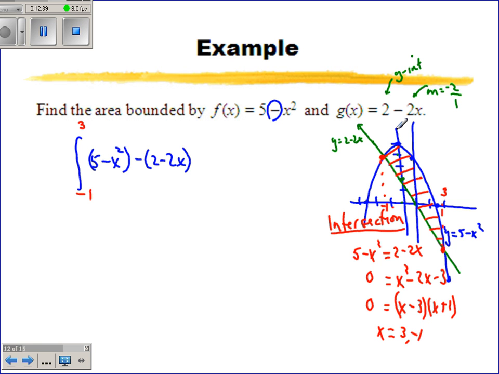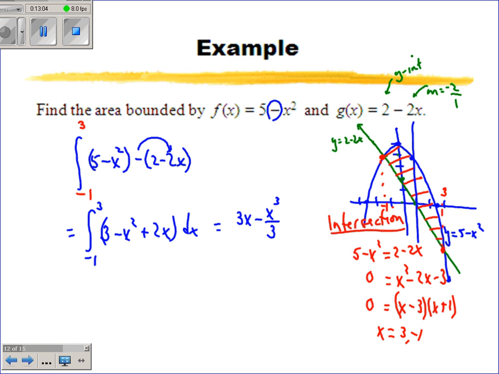Okay, simplifying the expression here, we have the 5 first. We're going to end up subtracting the 2 from it, so we're going to have a 3 minus the x squared, and then we're going to have a plus 2x when we distribute that minus sign through. So then it's still from minus 1 to 3. So now finding the antiderivative, we're going to have 3x minus x cubed over 3 plus x squared. And we're going from negative 1 to 3.